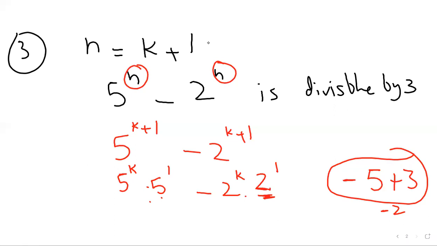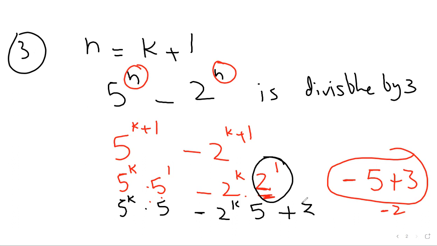I'm changing the color as well. 5 to the power k, 5 is already here. 2 to the power k is already here. This 2 is replaced by minus 5 plus 3, times 2 to the power k. I hope it is clear. 5 you can write down before as well. There is no issue. All are multiplying. You can write it down in this way.